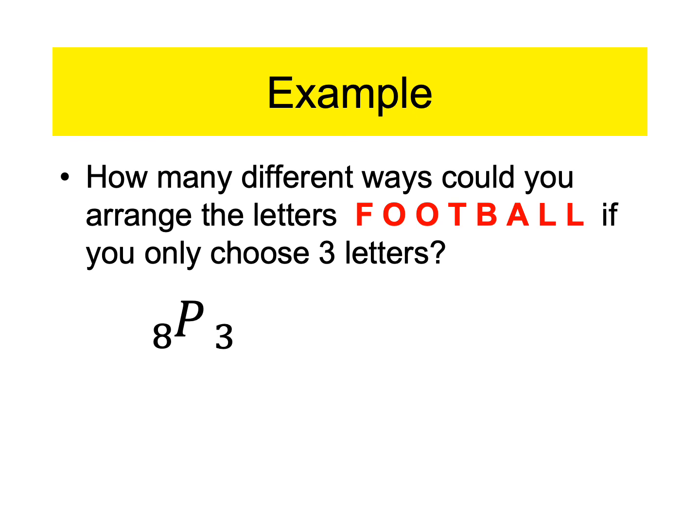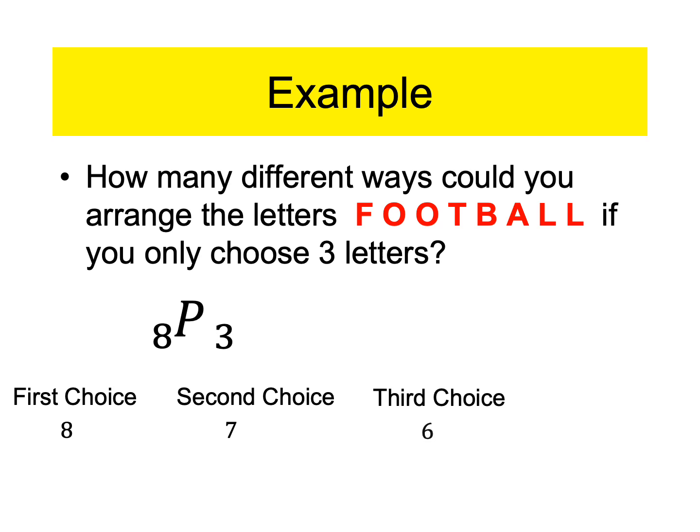So this always happens the same way. You got to make your first choice. Well, how many letters are there to choose from in the bag when you start the game? Well, there's 8. There's 8 letters in there. Football. When you make your second choice, remember we're going to choose 3. When you make your second choice, now there's 7. You make your third choice, now there's 6. So using the counting principle, that's 8 times 7 times 6. Okay? That's how it's done.